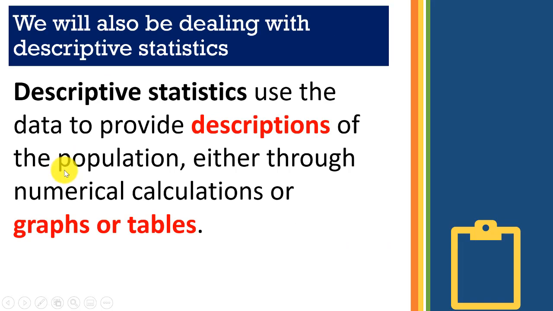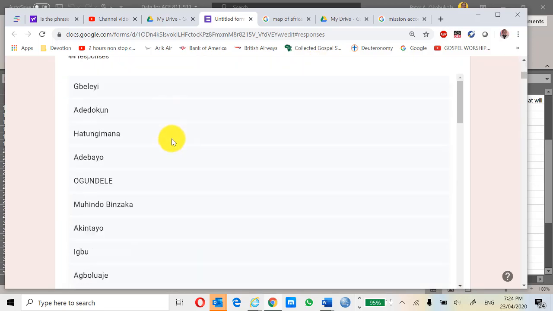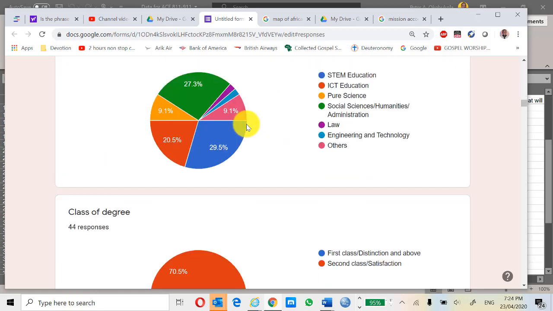We'll also be dealing with what we call descriptive statistics. As the name implies, these are statistics for describing the population, either through numerical calculations or graphs or tables. Let me show you something. You can see from our study, responses 47. So you're able to see that the first 2 rows are blank and one in blue. So that gives us the 44 that we're talking about. You'll be able to see these graphs. That's descriptive statistics: graphs, tables.